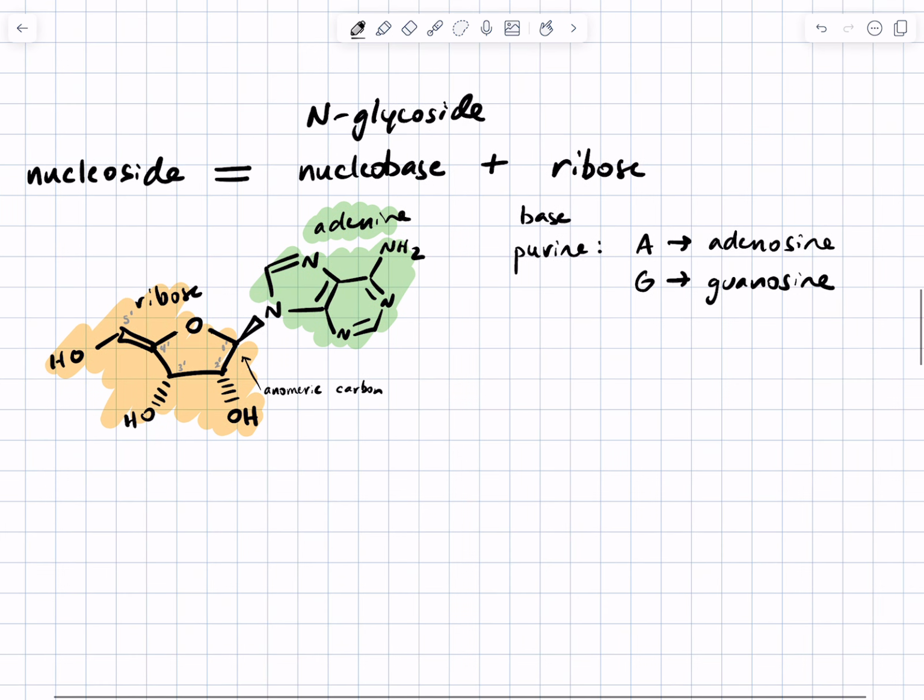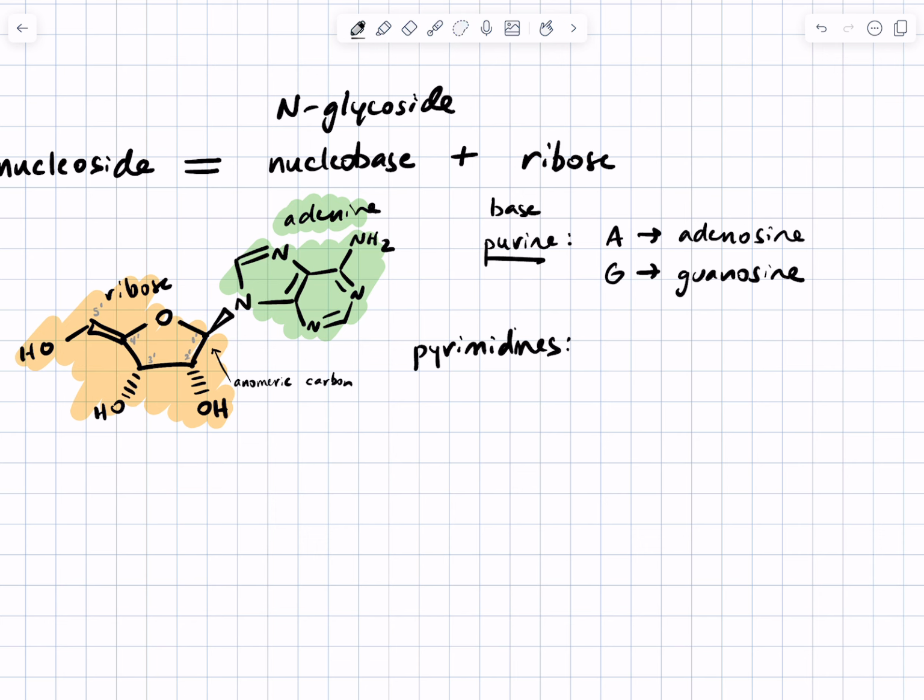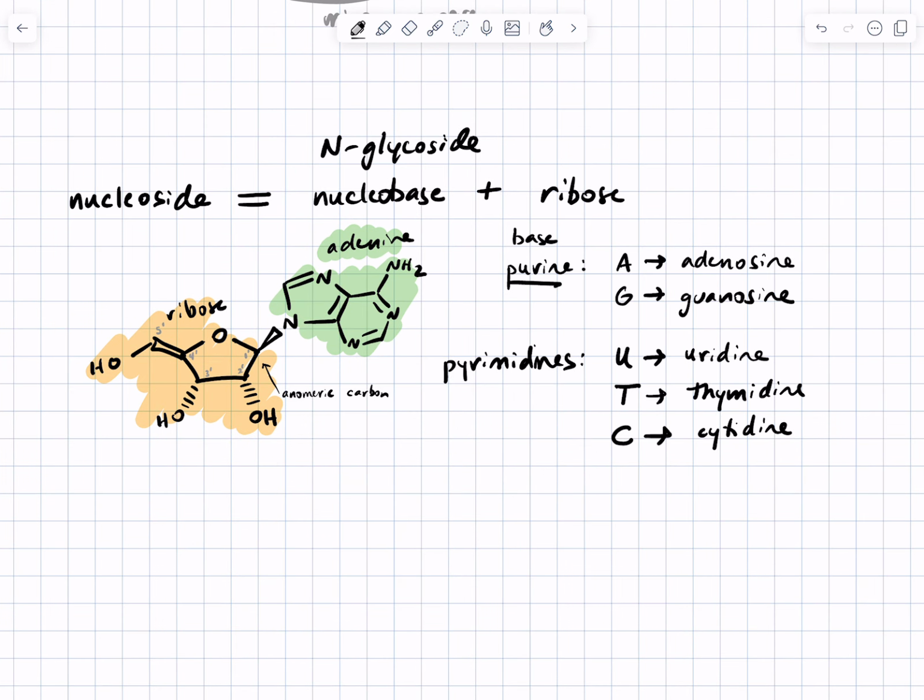Now, I alluded to this last week, but for the other bases, it's a little bit trickier. If your base is a pyrimidine, the name can be challenging. So if it's uracil, we just call this uridine instead of urosacil, because I guess that sounds stupid. If it's T, thymine, we call it thymidine. And if it's C, we call it cytidine. This is where you can get confused. If you're good at memorizing, then this won't be a problem.